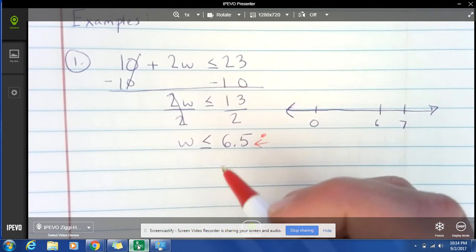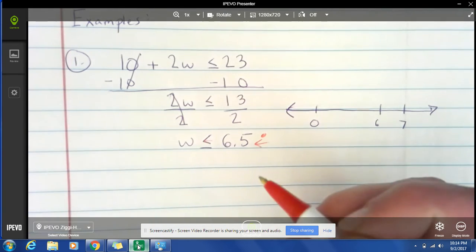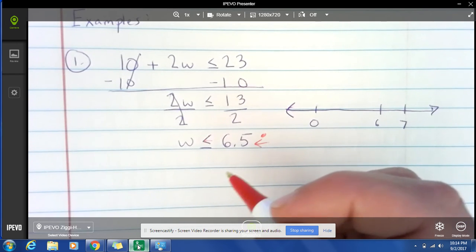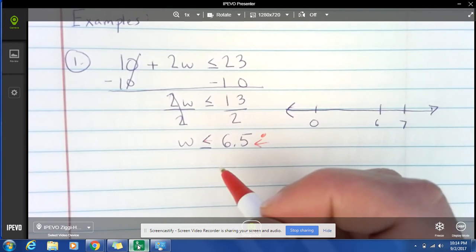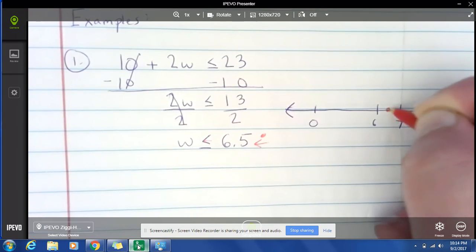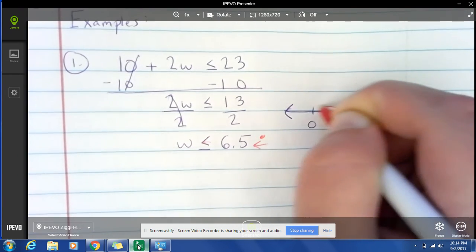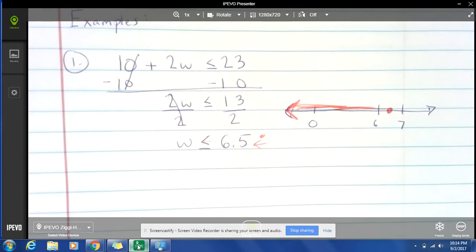If you ever forget which way you're supposed to shade, look at it this way: if we were going to make this into an arrow, which way would it face? It would face to the left, and the greater than would be to the right. So there's a good, easy little trick to remember which way to shade. And then the open and closed circle, well, you're just going to have to memorize that. All right, so we're going to go to where 6.5 is, and we're going to put a closed circle, and we're going to shade to the left. Isn't that beautiful? That is some of my best artwork. All right, and that is it for example number 1.